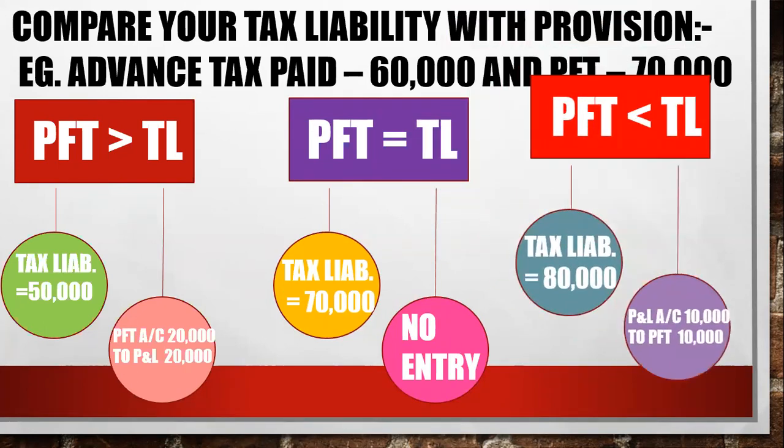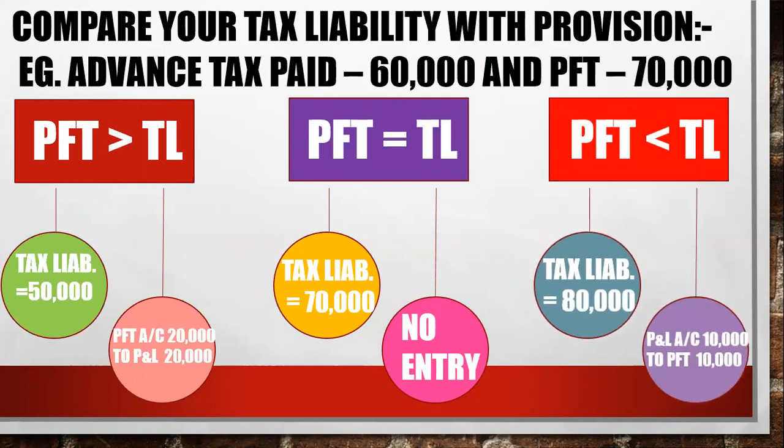Okay. Third situation is PFT is less than your tax liability. Here your PFT is 70,000 and assume that your tax liability is 80,000. In this situation, there is a lesser amount in that PFT account. So you have to create more PFT of rupees 10,000, because already you have 70,000 in PFT, but your tax liability is 80,000. So how much is less? 10,000. So you have to create more PFT of rupees 10,000 out of your profit.